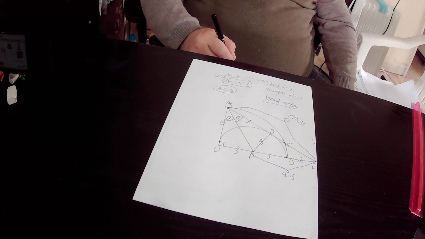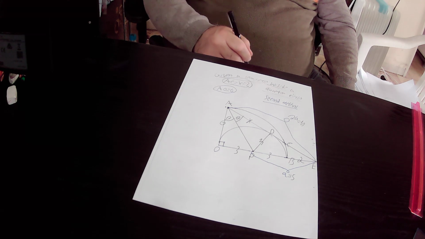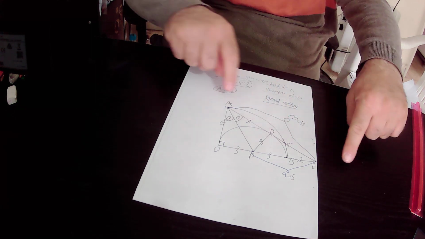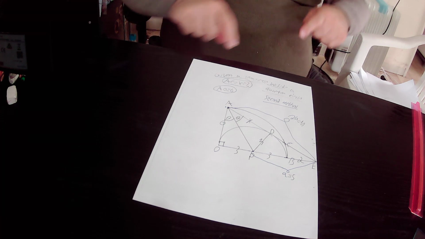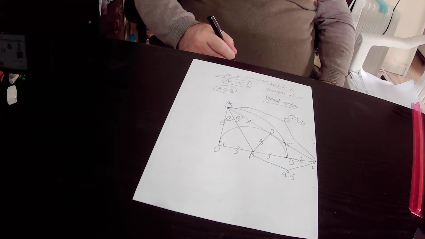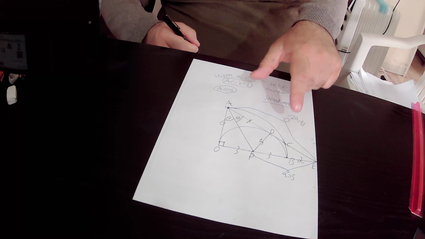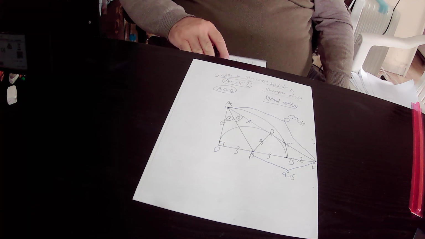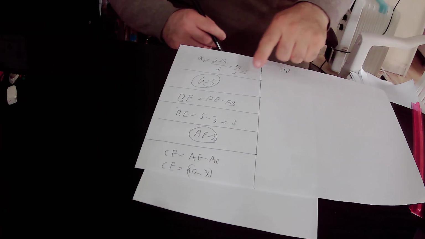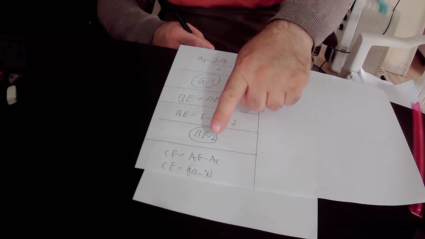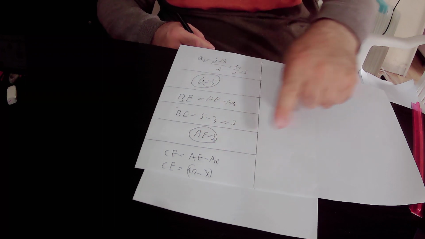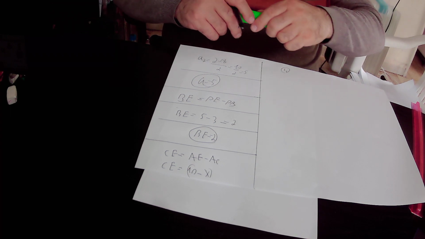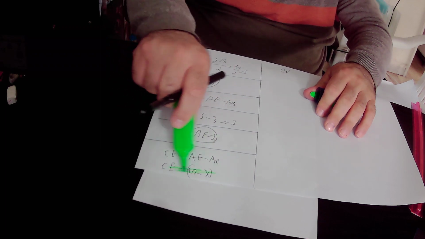Again, CE equals AE minus AC. AE equals 10 units, and AC equals X, this is the line segment that we are looking for. So in conclusion, we found out that CE equals AE minus AC, AE equals 10, AC equals X. So CE equals 10 minus X.